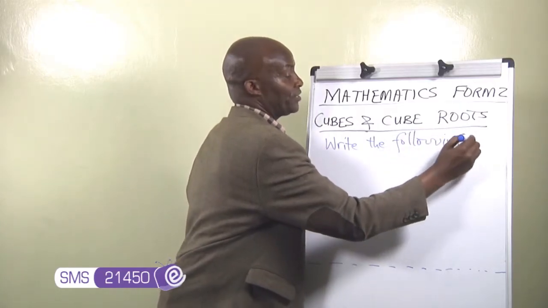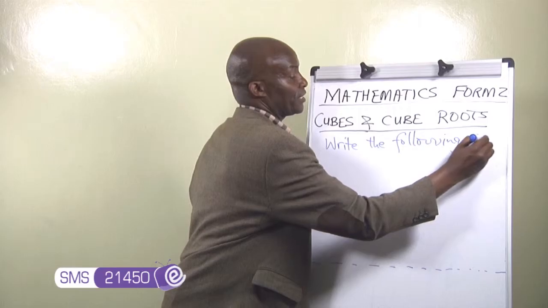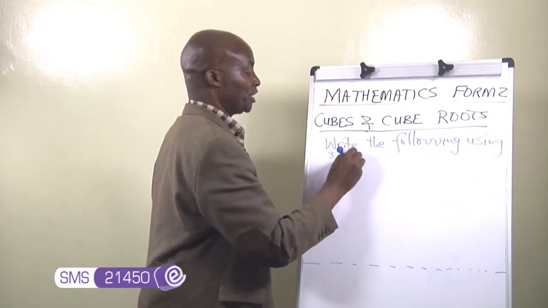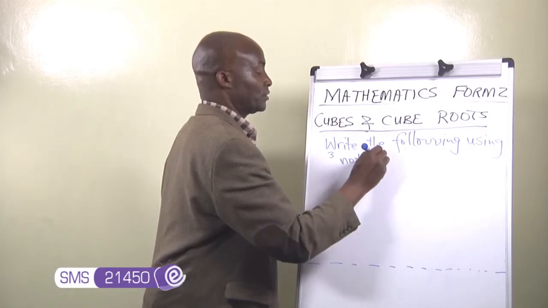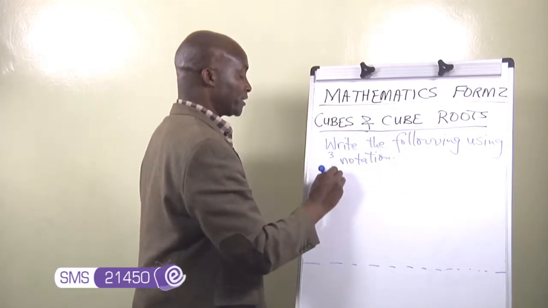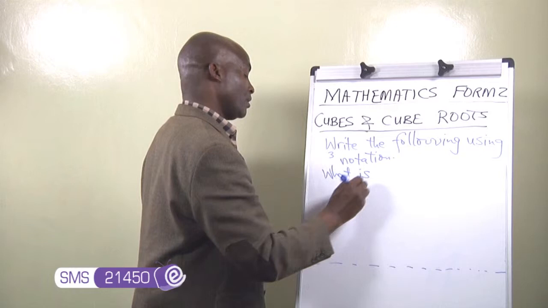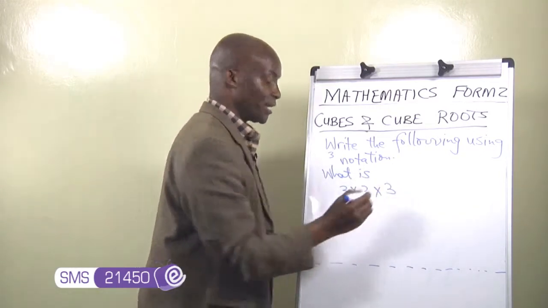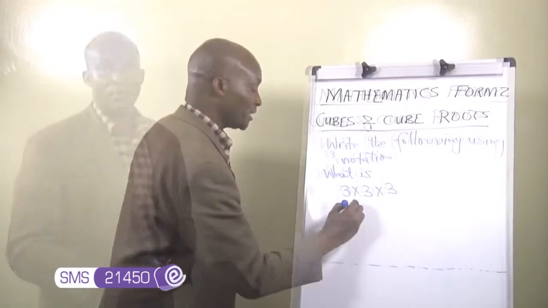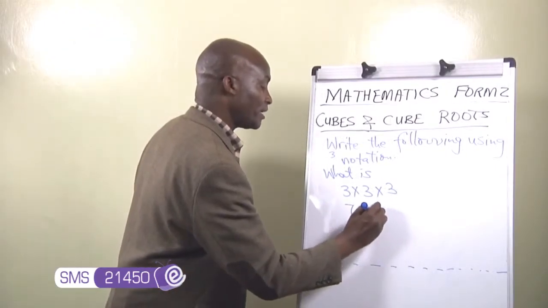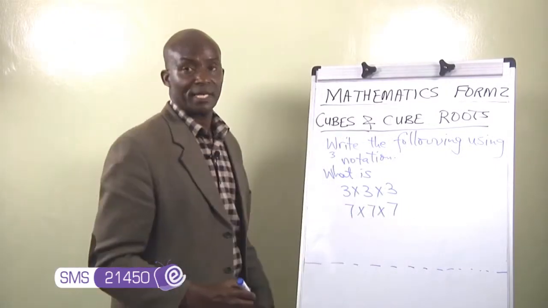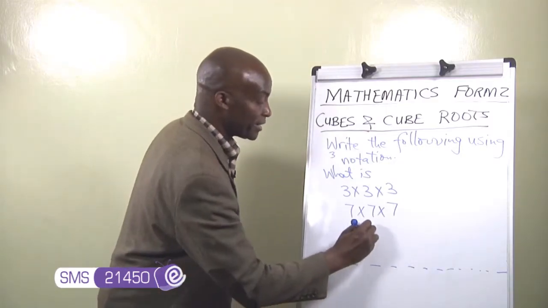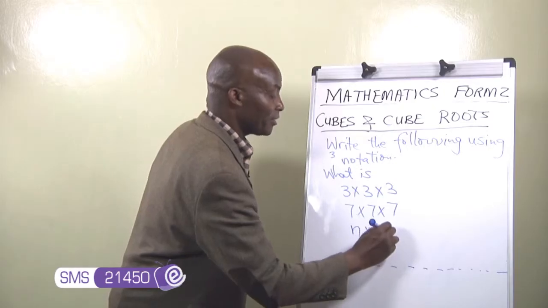To emphasize the cube notation, we are told, write the following using the power 3 notation. So, what is 3 times 3 times 3 in power form? What is 7 times 7 times 7 in power form? And what is n times n times n?